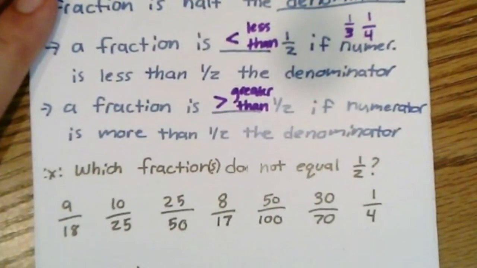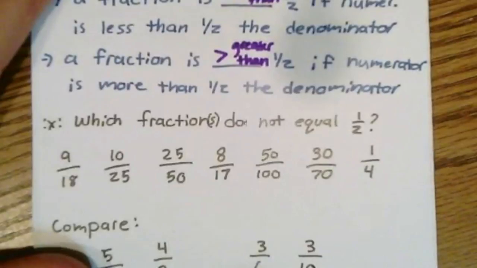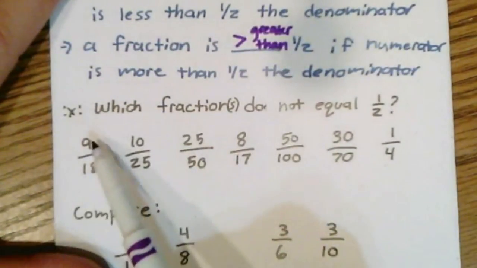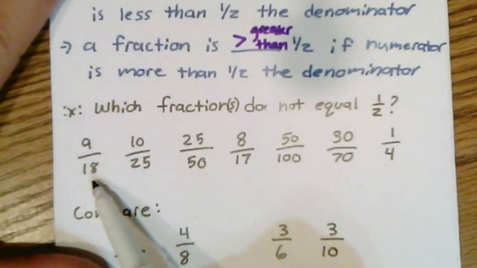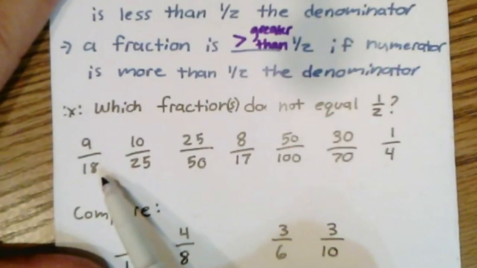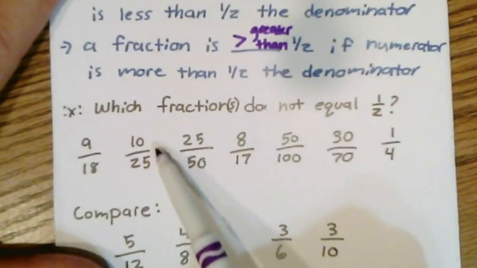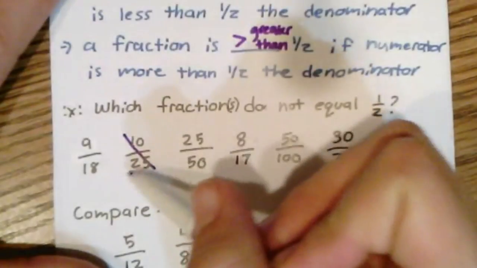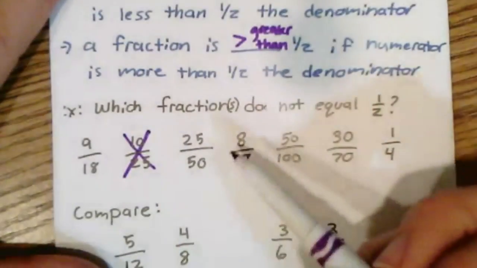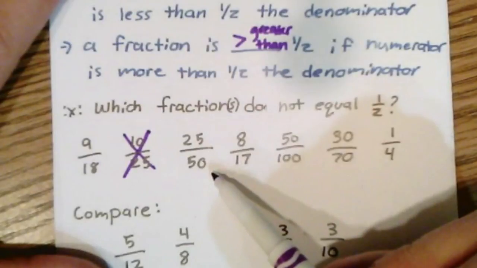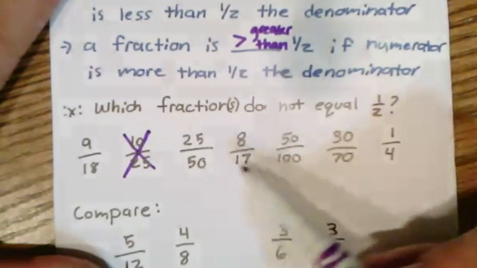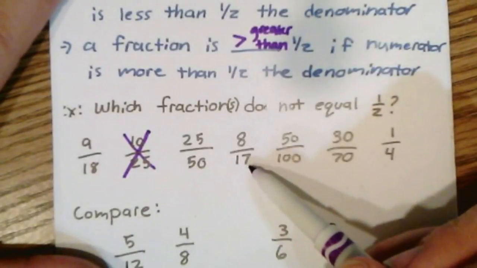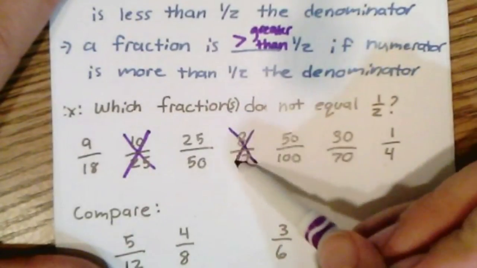All right, here's an example problem that you might see. Which fractions do not equal half? We're going to draw an X through them. Is 9/18 half? Yes, because 9 is half of 18. How about 10/25? No. 10 is half of 20. 25/50? Good. Is 8/17? No. 8 is half of 16.